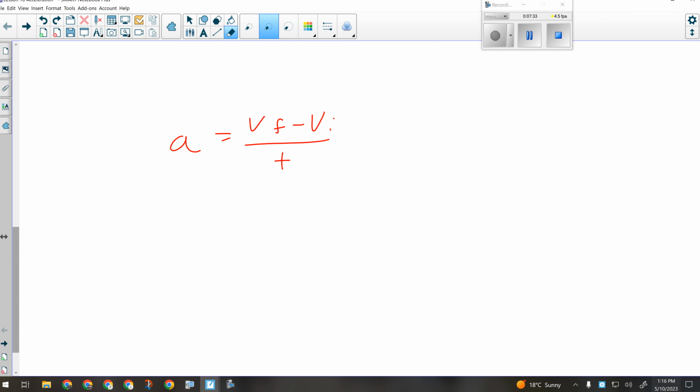Okay, three rules in algebra. If I want to move something, I do the opposite. What I do to one side, I do to the other, and I move what's not attached first. What's not attached to VF? T. Right, so I need to move t first. How did I just finish moving t a minute ago? Multiplication. Okay, so I multiply both sides by t.